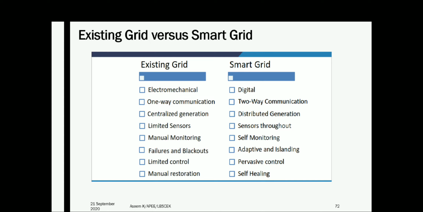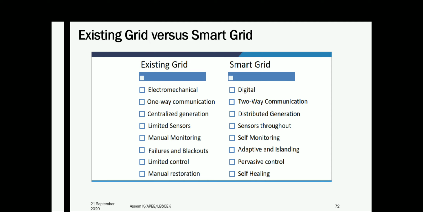The existing grid is mainly centralized power generation. Smart grid is distributed generation; it integrates the distributed generation. In the existing grid, limited sensors are used, but in the smart grid we are mostly depending upon sensors throughout the smart grid. Then existing grid has manual monitoring. In the smart grid, self-monitoring and self-healing. Then existing grid has failures and blackouts, but in the smart grid we are expecting the adaptive and islanding process.